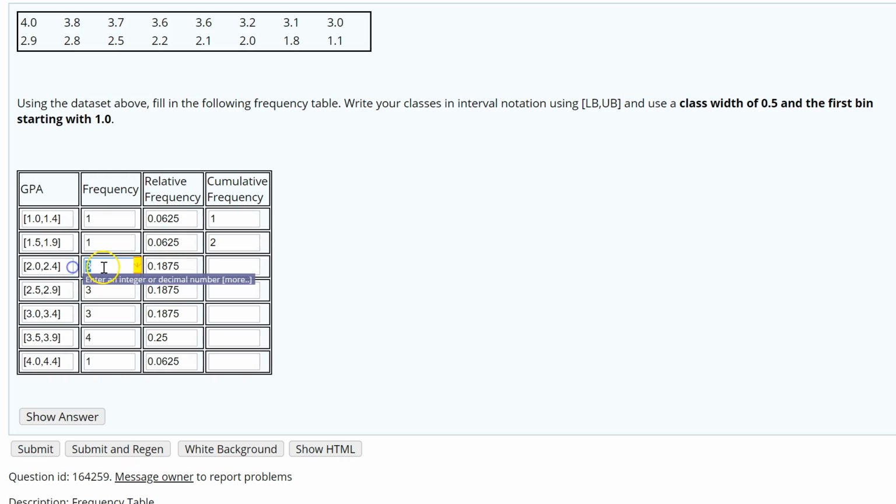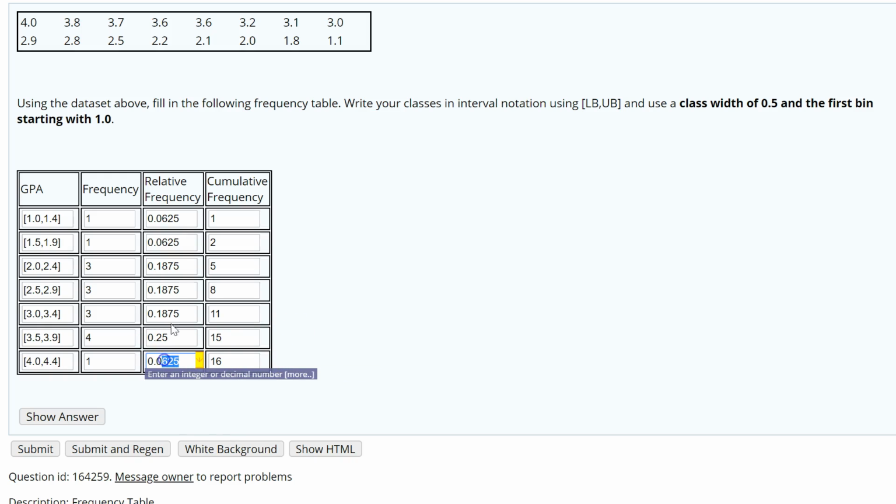In this next bin, how many values are less than or equal to 2.4? Well, there's 3 in this bin, plus 1 gives us a total of 5 that are less than or equal to. So again, the cumulative just means less than or equal to. And we can continue this pattern for the rest of the table. So if I get 1 plus 1 plus 3 plus 3, it gives us 8. This next one is 11. Plus 4 more is going to be 15. And lastly, we have 16.